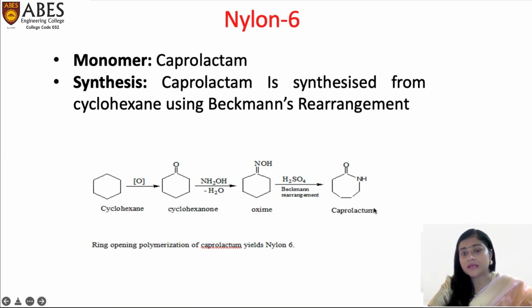No elimination is there, just the rearrangement. This nitrogen gets inside the ring, so the ring size increases. This is known as caprolactam, which is the monomer of nylon 6.